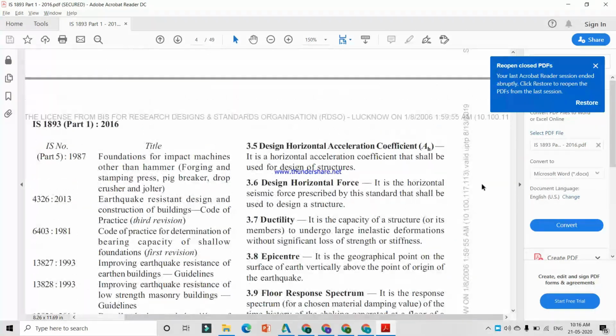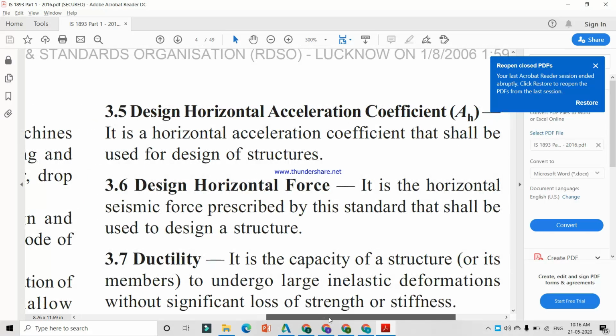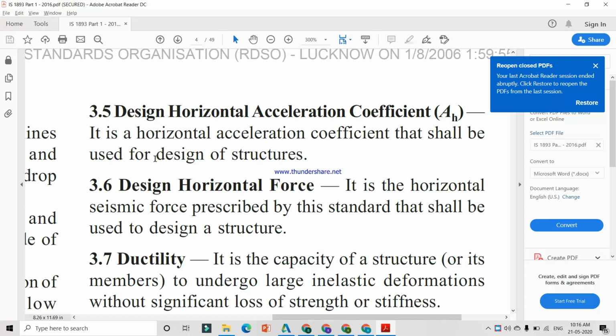The next point is design horizontal acceleration. It is a horizontal acceleration coefficient that shall be used for the design of a structure. The value of the coefficient is 0.2 to 0.3 for road and railway bridges, 0.15 for dams, and 0.15 to 0.25 for harbors.